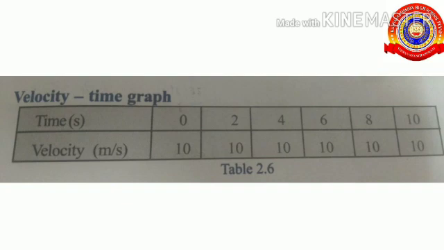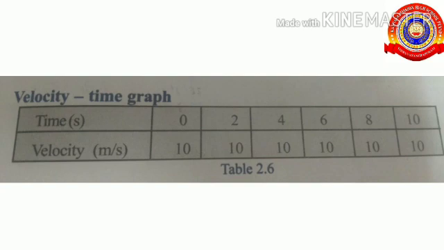Here, the time increases by 2 seconds, that is 2, 4, 6, 8 and 10. And what about the velocity? Yes, the velocity remains the same throughout the journey of that object. So, let's see what the nature of this velocity time graph is.